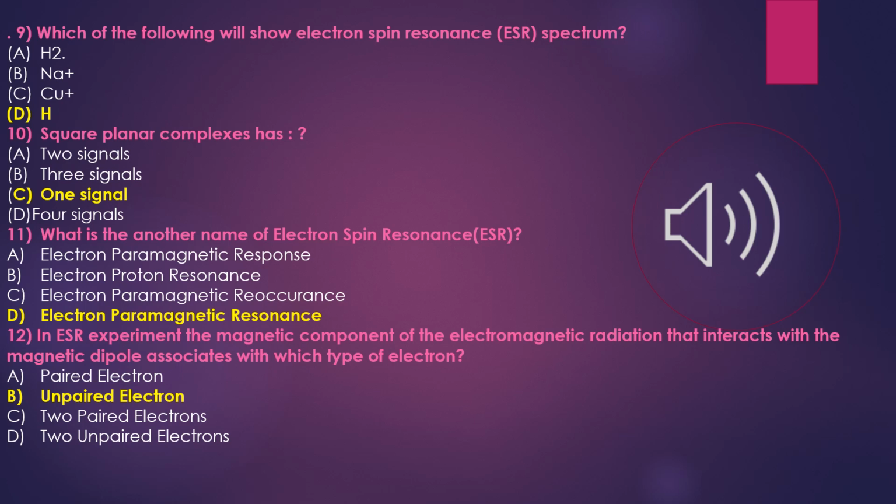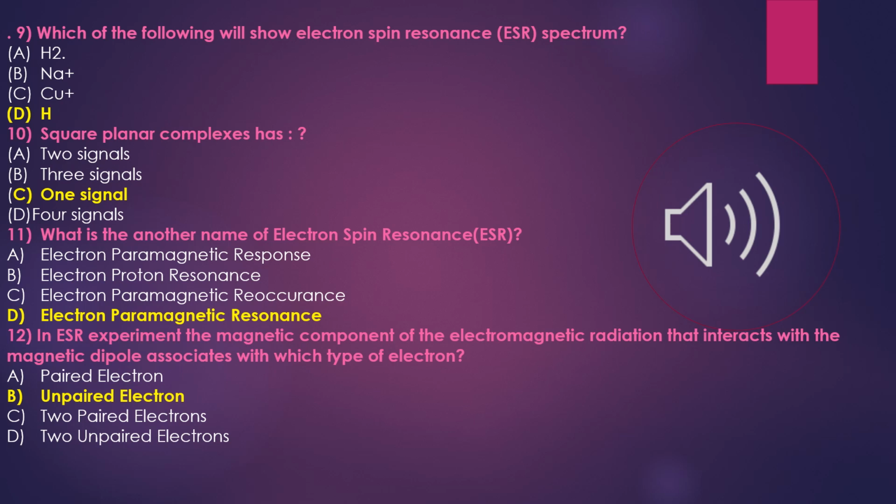11. What is another name of electron spin resonance ESR? A. Electron paramagnetic response, B. Electron-proton resonance, C. Electron paramagnetic reoccurrence, D. Electron paramagnetic resonance. The answer is D. Electron paramagnetic resonance.